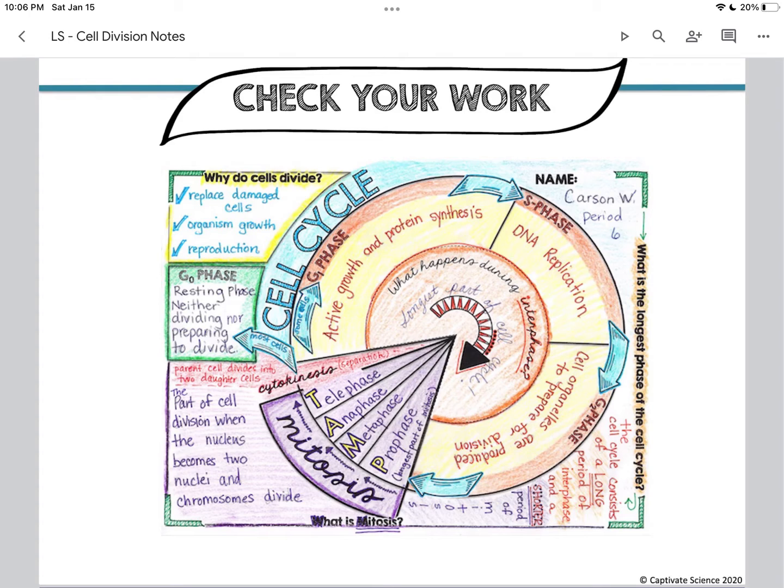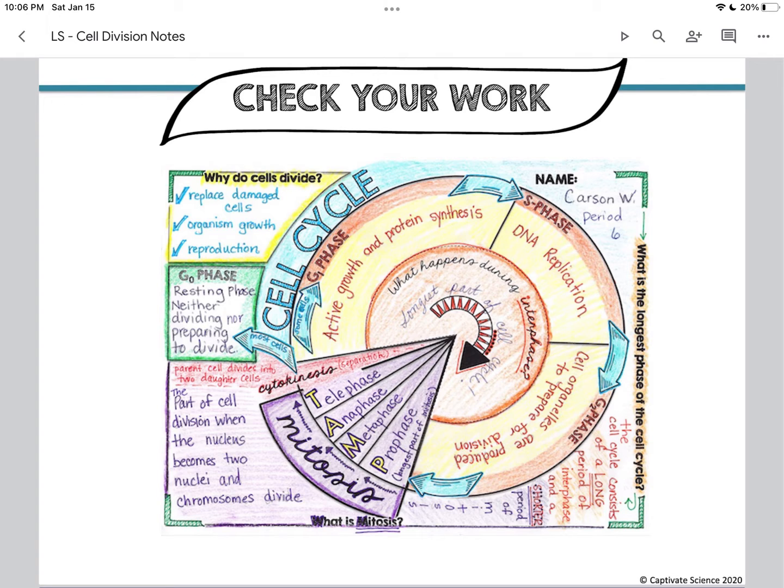So far in your notes, you should have this page completely filled out. Whether or not you've colored it, that is up to you. It does help to color it. As you color it and fill more things out, it helps you remember what we're talking about.